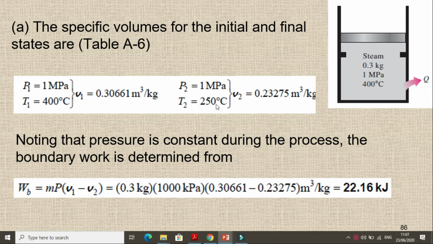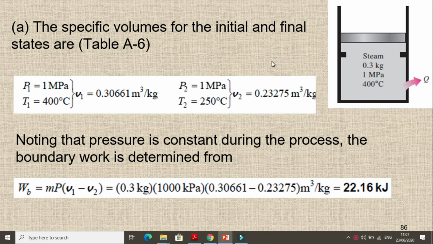So I can say that the boundary work is simply m times v, because if I multiply the mass with the specific volume, you will get the actual volume. So it's simply m times v, and here I've just replaced the values. If I write it in terms of V1 minus V2, then you will get a positive answer. If I say final minus initial, then you will get a negative answer.